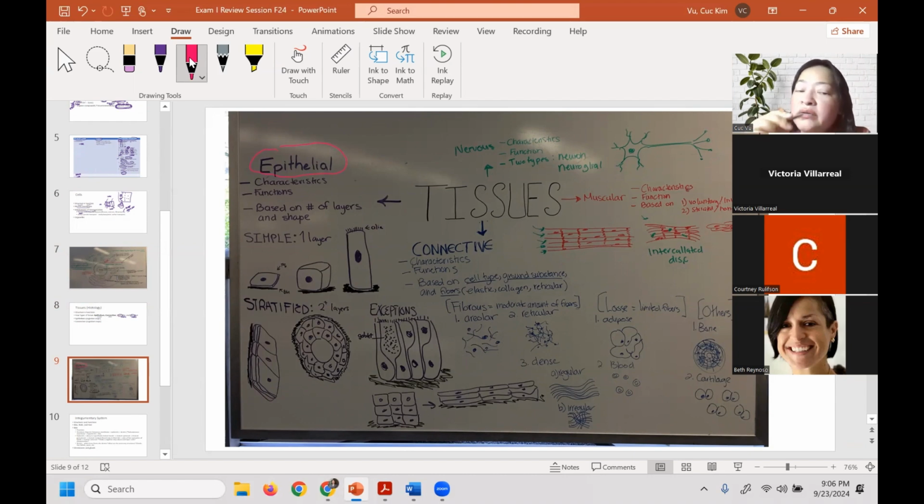Okay. Now, I noticed that a few of you struggled on this one because there's the difference between functions of epithelium versus characteristics of epithelium. And you need to make sure that you're understanding which question I'm asking you on the test. Am I asking you a function of epithelium, or am I asking you a characteristic of epithelium? So for example, epithelial tissue tends to be avascular, meaning it has no blood vessel. Is that a function or is that a characteristic?